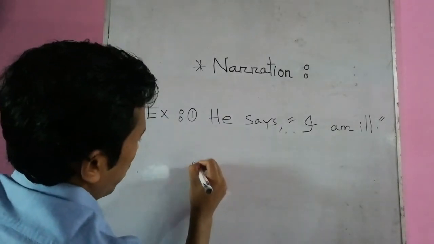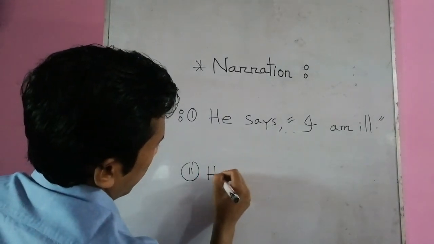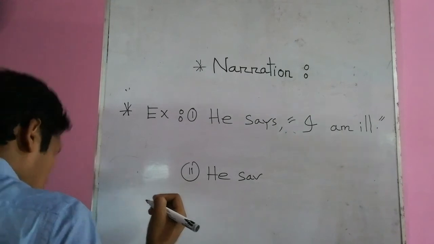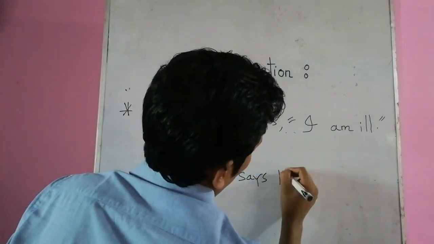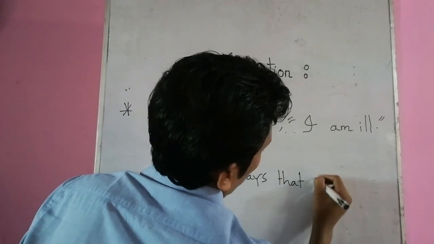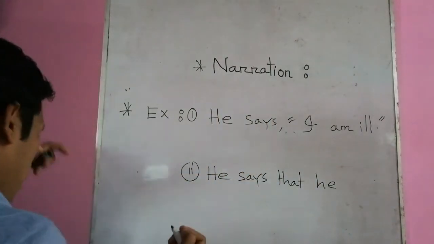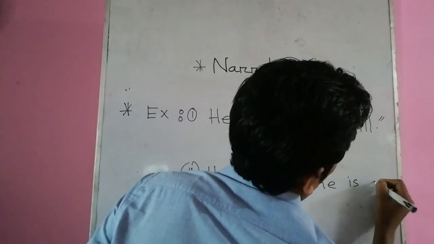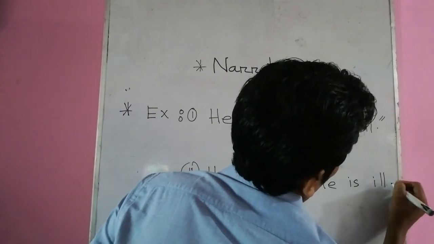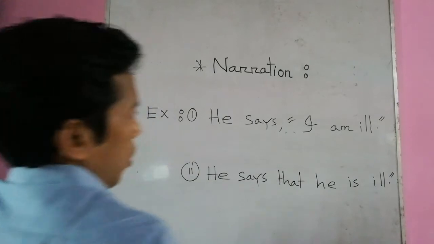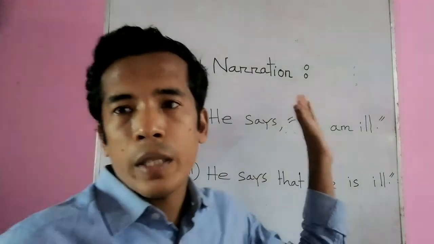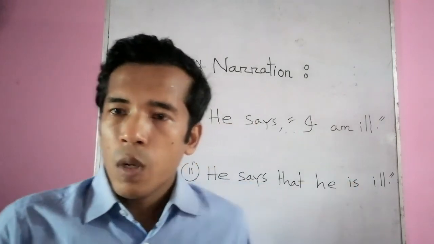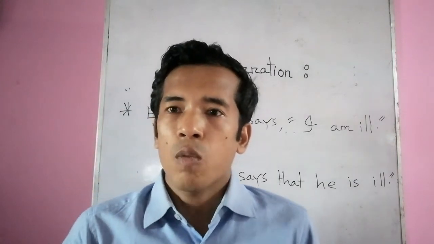Suppose we have another example: he says that he is ill. Here are the two examples given for you, and if we know these two examples, then we can be clear about what is indirect speech and what is direct speech.